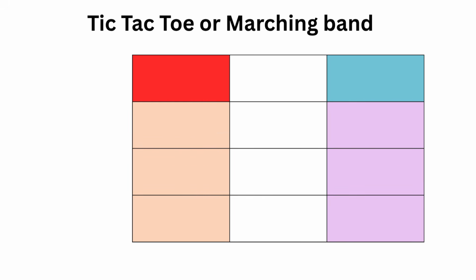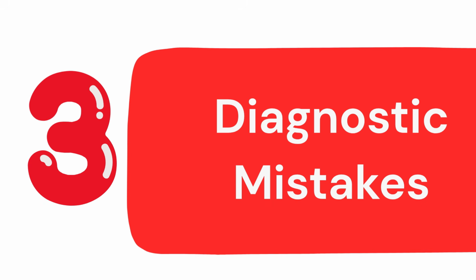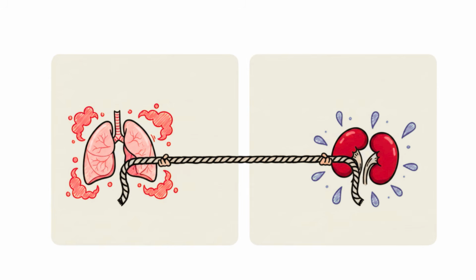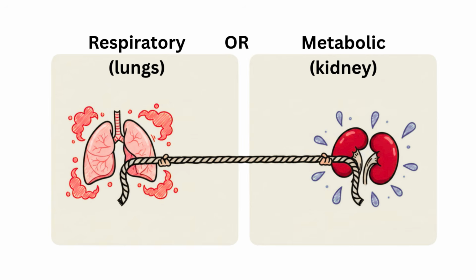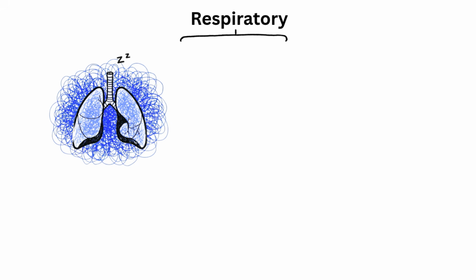Section 3, Diagnostic Mistakes. Look, the most crucial point here is knowing whether your acid-base imbalance is a respiratory lung problem or a metabolic kidney problem. Students mix these causes up constantly, so we're going to use some very vivid analogies so you never ever forget them. Think of the lungs for a second.